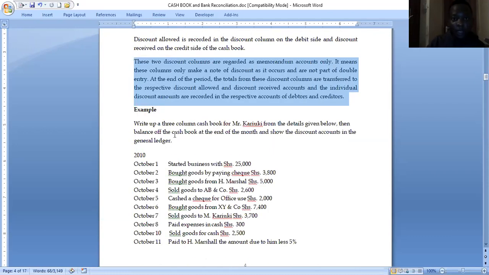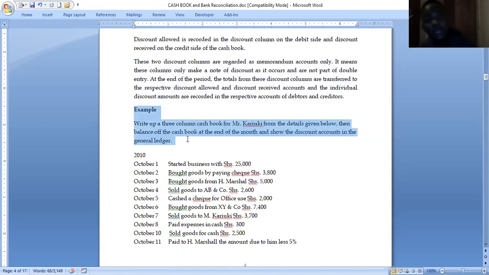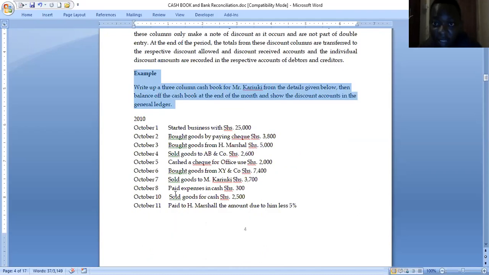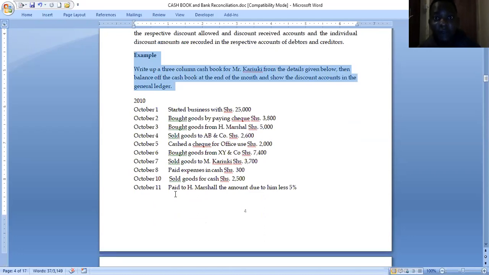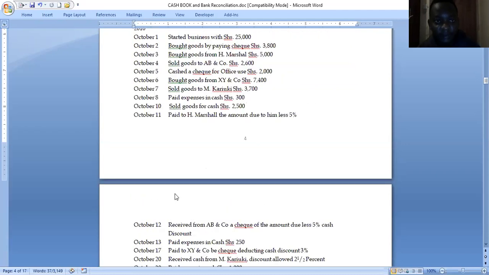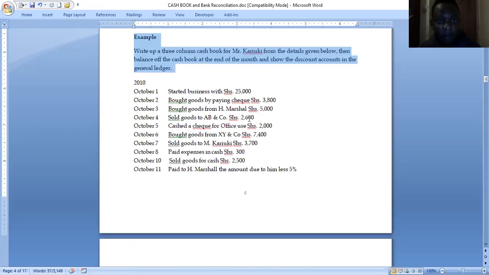So we have here an example. Write up a 3-column cash book for Mr. Karaoke from the details given below. Then balance off the cash book at the end of the month and show the discount accounts in the general ledger. So we have these transactions.